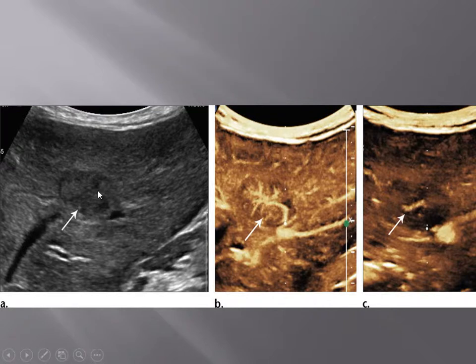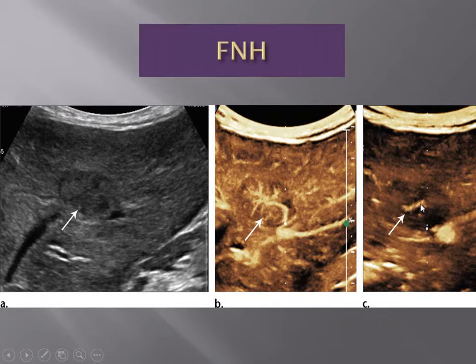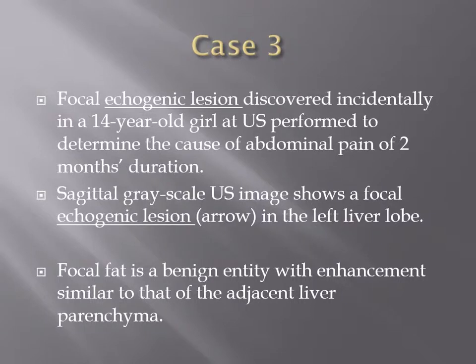So we discovered a hypoechoic focal lesion, and after giving the contrast, it showed a spoke wheel pattern of enhancement with a delayed enhancement of the scar, and it was also consistent with focal nodular hyperplasia, and this saved the child from unnecessary further investigation, CT, or biopsy.